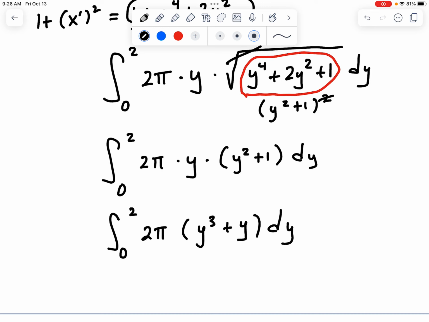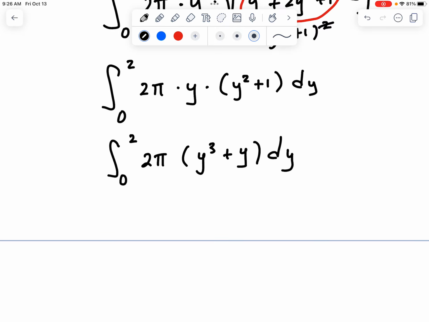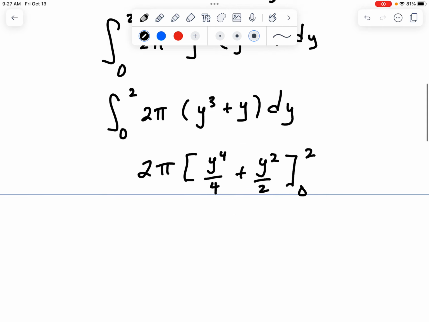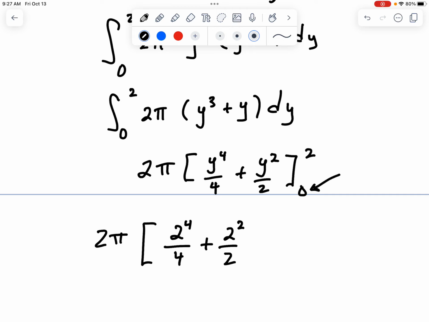So after all of that algebra, it pays off because it leaves us with very straightforward antiderivatives, which will be y to the fourth over 4 plus y squared over 2, and then evaluate that from 0 to 2. So there's 2 pi, and then 2 to the fourth over 4 plus 2 squared over 2. And then when you substitute the 0, it's just going to be 0. So we just need to simplify this answer.